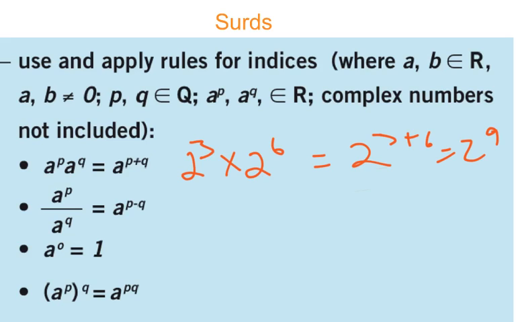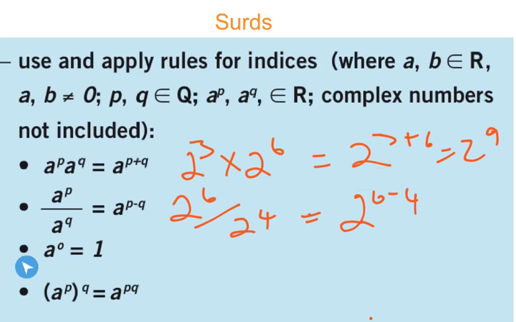So that's how you can express it. Then let's look at the next one, a to the power of p divided by a to the power of q. So 2 to the power of 6 divided by 2 to the power of 4. Well, that's equal to 2 to the power of 6 minus 4, which is 2 to the power of 2. So you're just subtracting the indices.